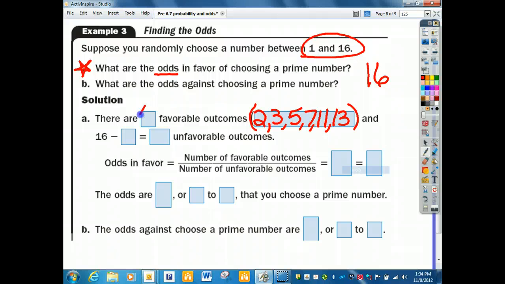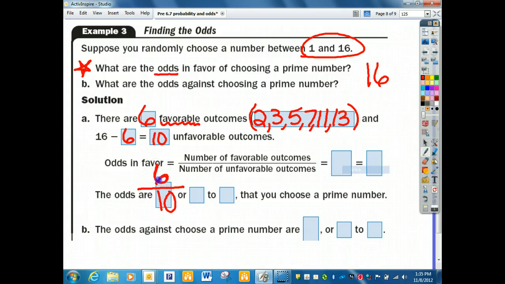6. There are 6 prime, favorable outcomes. So we know 6 goes on the top. 6 favorable outcomes. How many unfavorable? How many are not prime? 10. All right? Because there's a total of 16. 16 minus the 6 that are prime, that leaves us with 10.